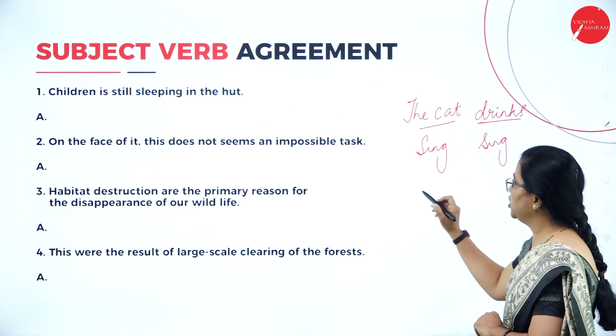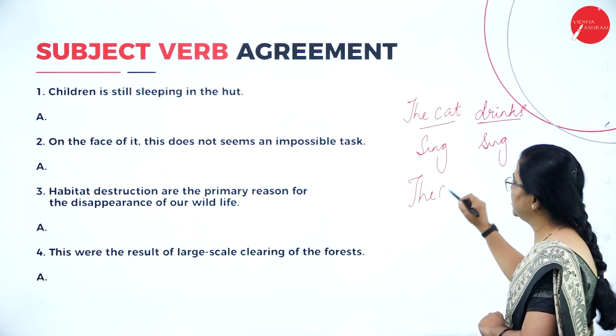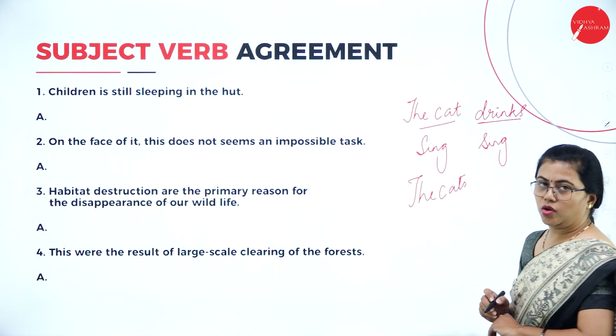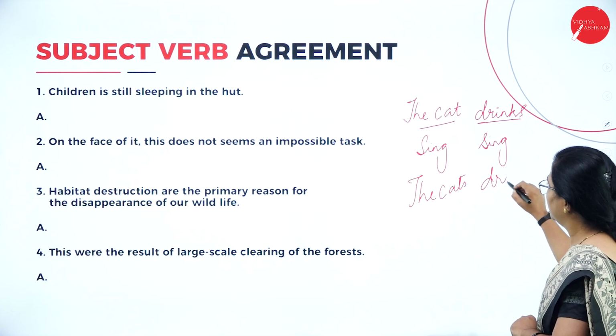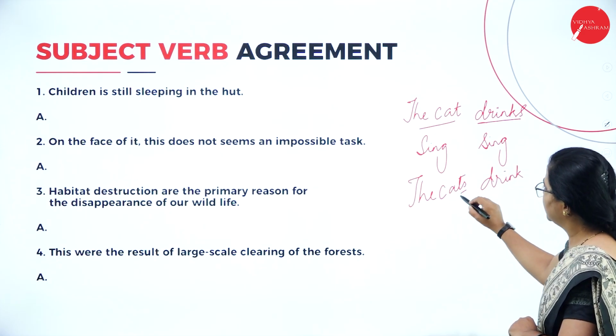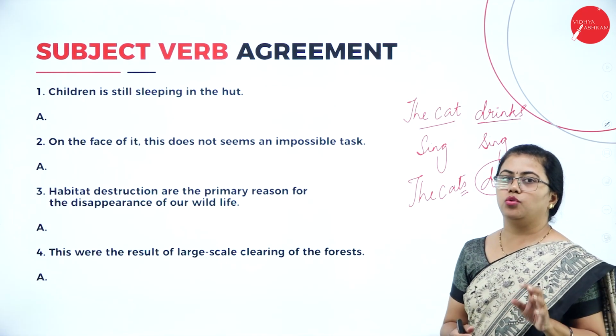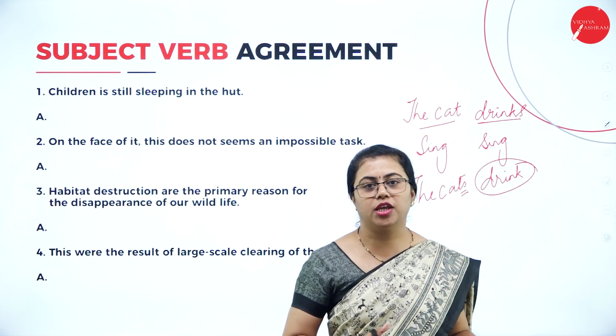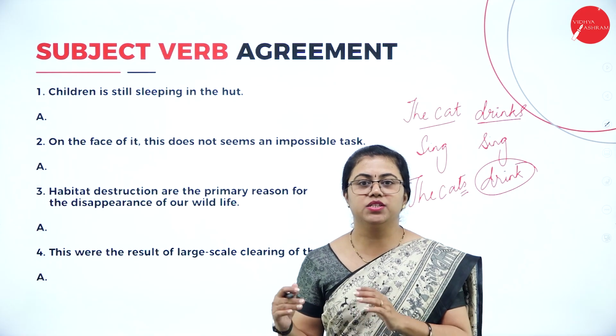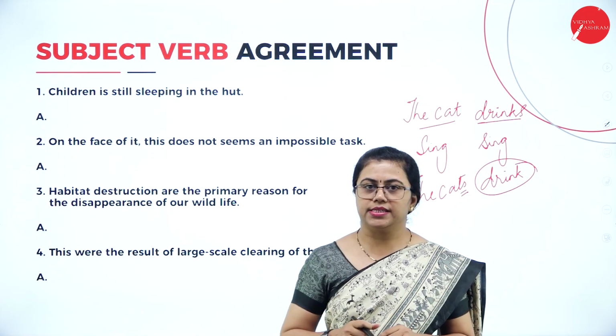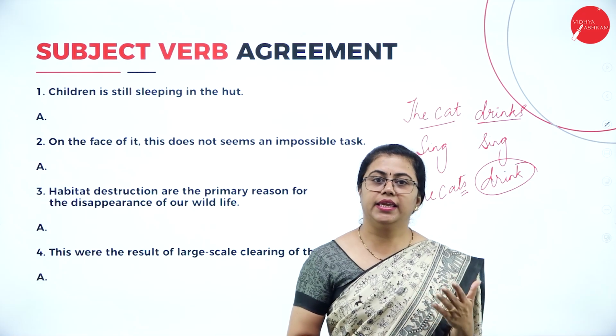Okay, so let me just change it to plural. The cats, if I say cats, here I use drink. This is plural, so this also has to be plural. So this is the basic rule of subject and verb agreement. Subject is singular, verb also should be singular. That means the verb should be used with S or ES. There are a few words that take ES in the end.